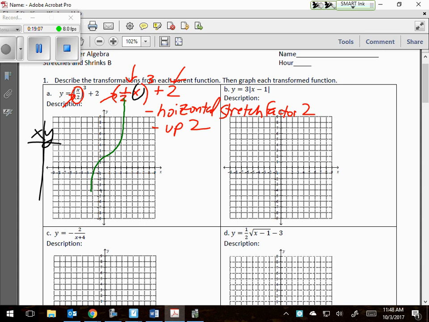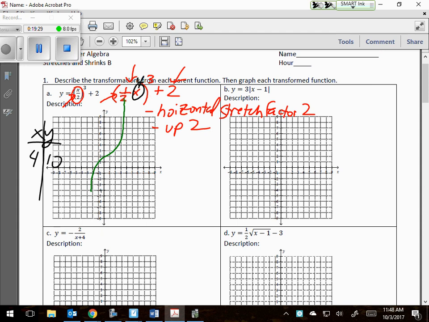Do I just want to stick in, like, 3? No, that's ugly. Pick something that works nice. What could I put in for X that would work really nice? A 4 would work really nice. Why would a 4 work really nice? Because you can cut it in half easy, right? So 1/2 of the 4 would give me 2, and 2 cubed is 8, and then 8 plus 2 is 10. 4 comma 10 is on my graph.